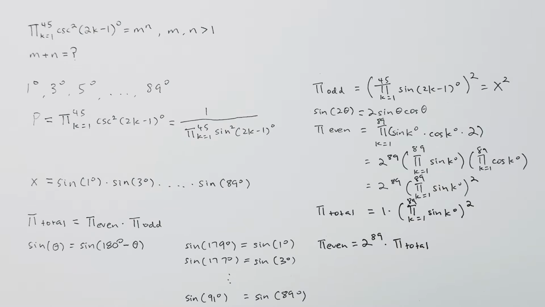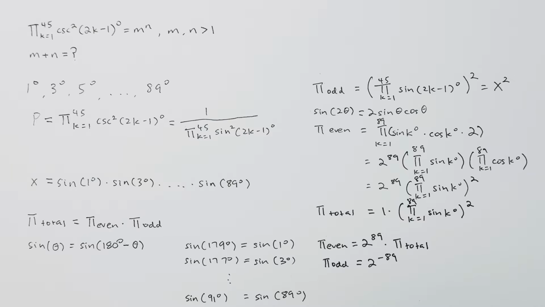So, the final solve, we are in the endgame now. We can go back to our first equation, which states that product total equals product even times product odd. And then we can substitute product even equals 2 to the power of 89 times product total. So then we get that the product odd is just going to equal 1 over 2 to the power of 89, which is 2 to the power of negative 89.